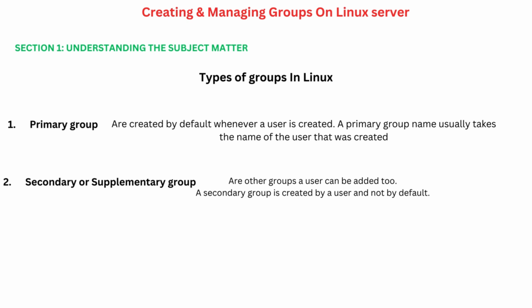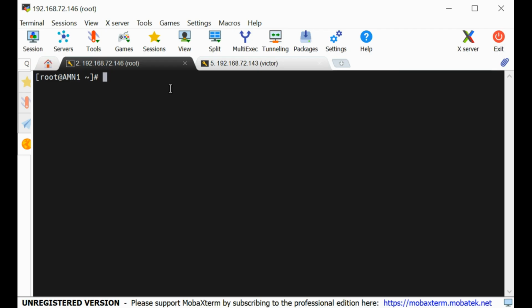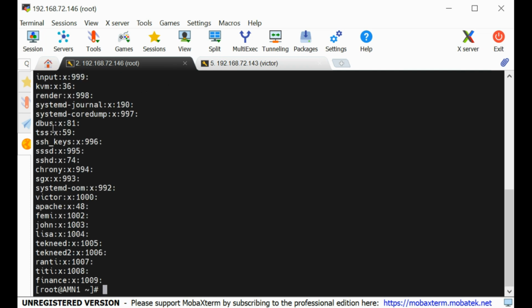So let's understand the attributes of a group. Whenever groups are created, either primary or secondary group, the group information are stored in the etc/group file. So let's check this file. I'm just going to cat the file, which is the etc/group file. So you can see the number of groups, you can see the types of group we have here.